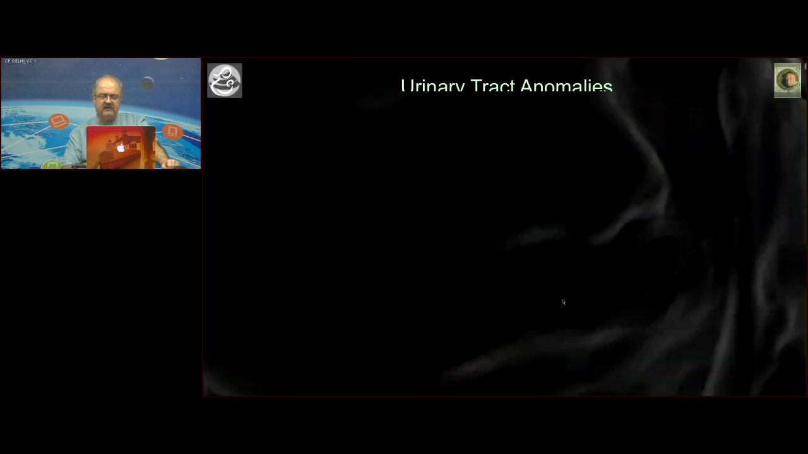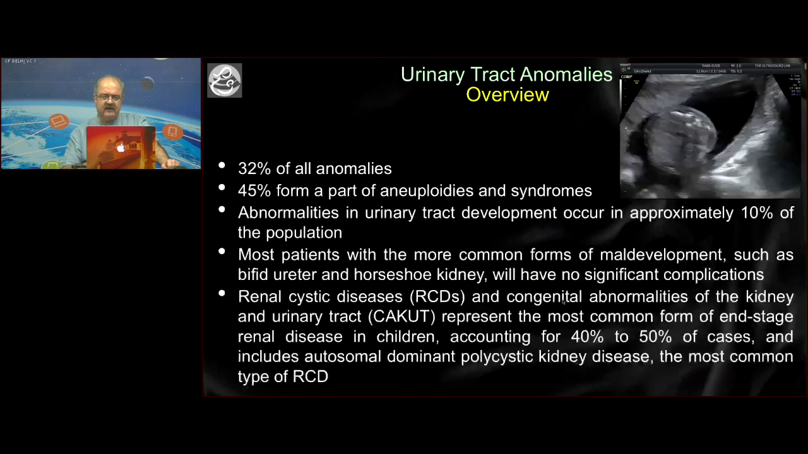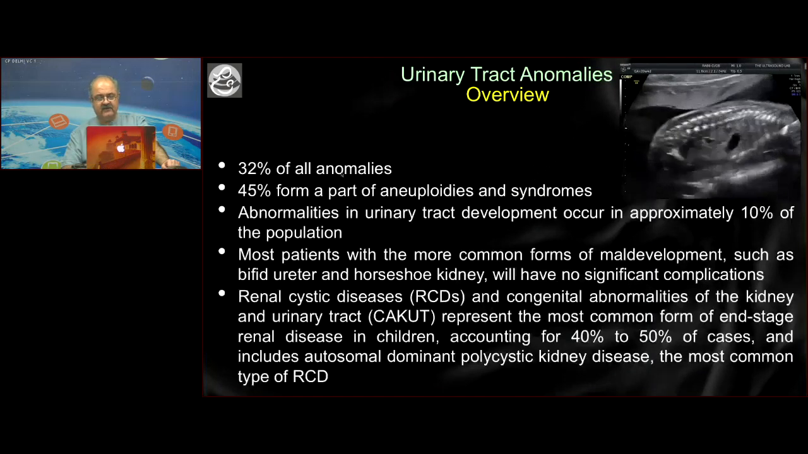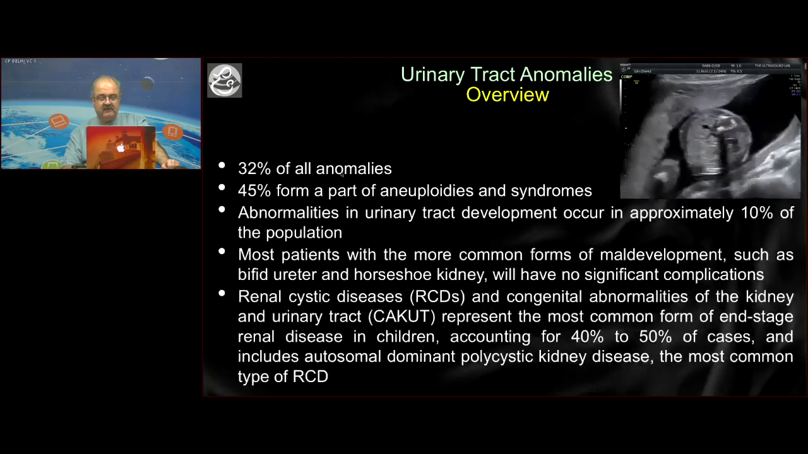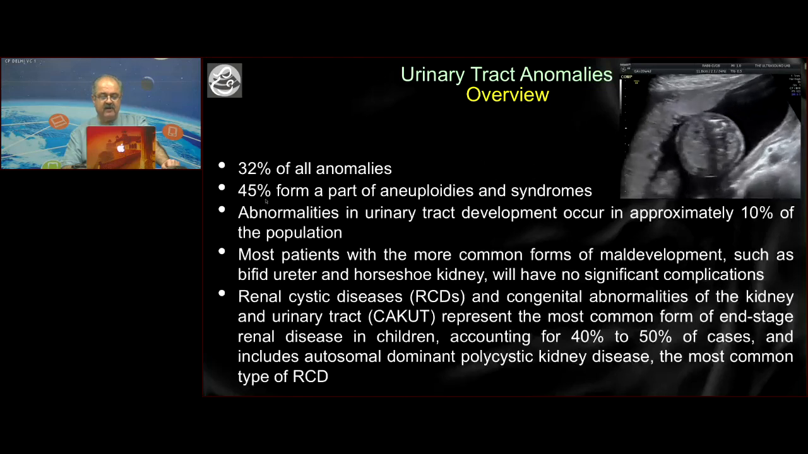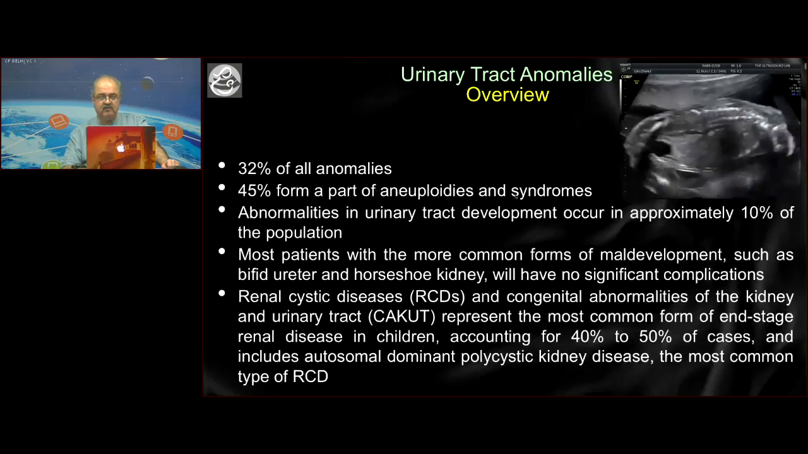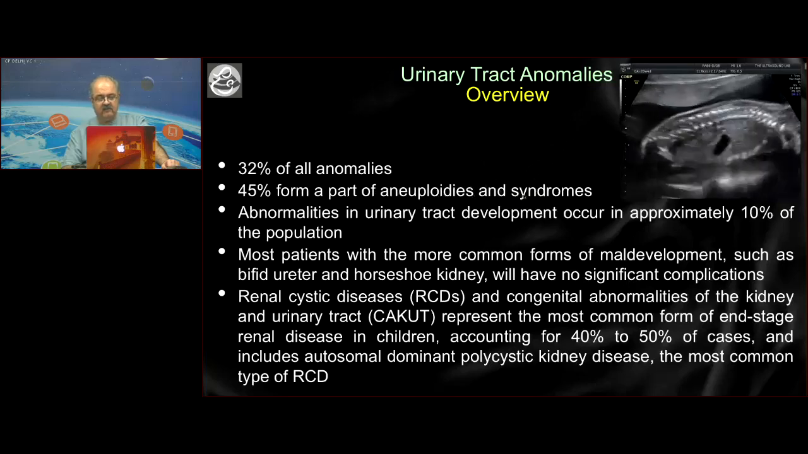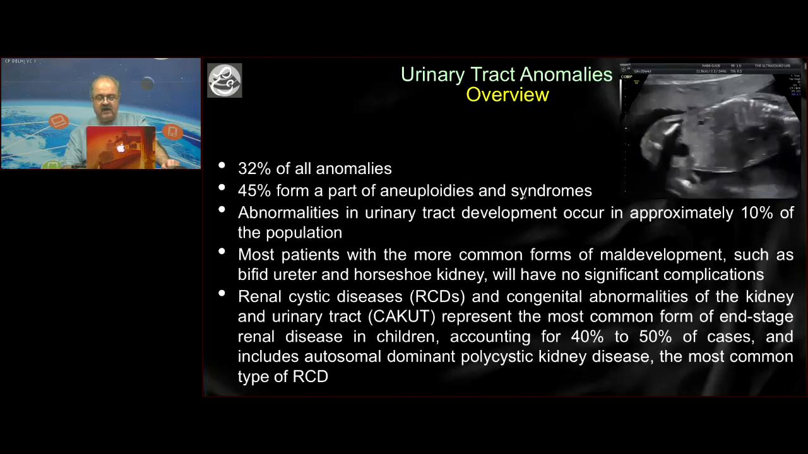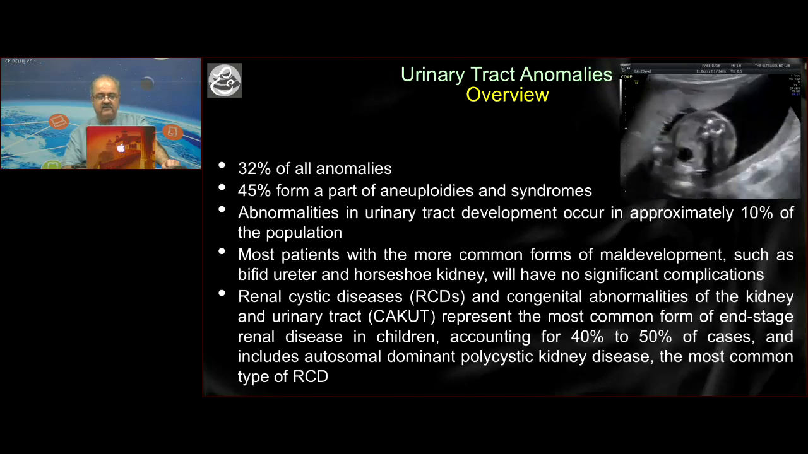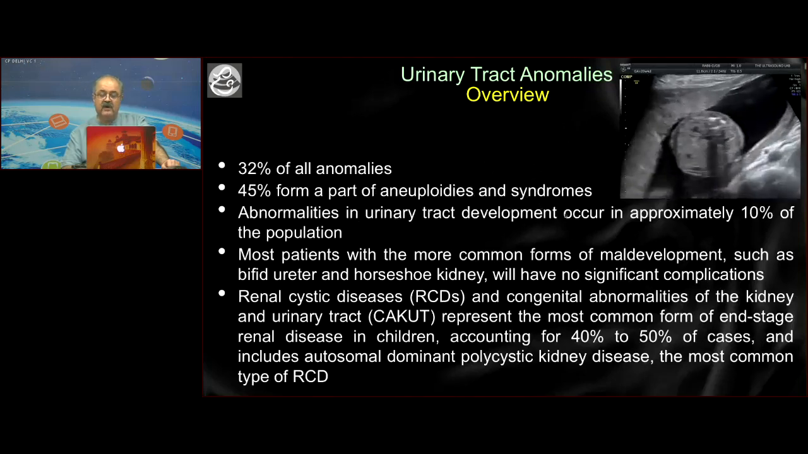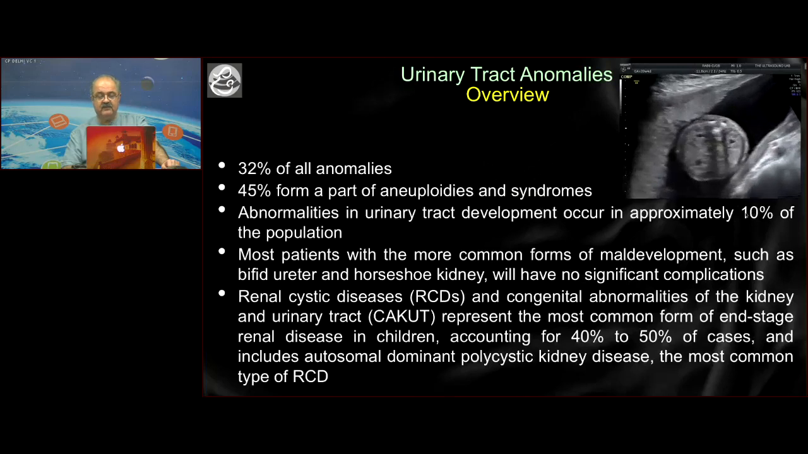So all this is important for a very important reason, and that is that 1/3 of all anomalies are in the urinary tract, and that's significant enough. But even more importantly, we have about half of them, 45%, which form not isolated abnormalities, but a part of aneuploidies and syndromes. And this is what truly makes the whole matter far more important. There's no doubt that abnormalities in the urinary tract are very common. They're almost in 1 in 10 of every person, 10% of the population.